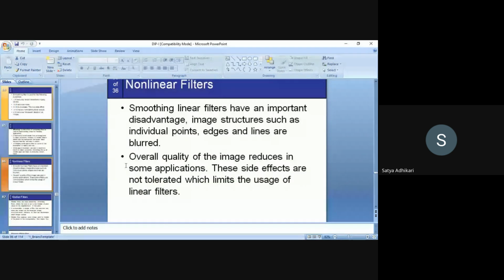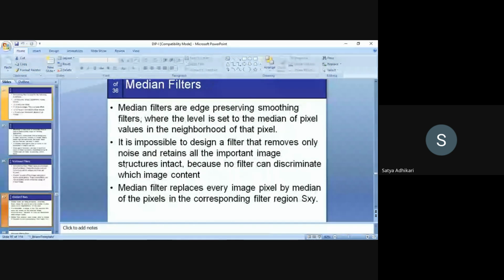Similarly, the non-linear filter is the median filter. It is the same as the mean filter. The only difference is that the mean filter is calculated by taking the mean or average of its neighbor pixels. Now, in place of the mean, it takes the median.